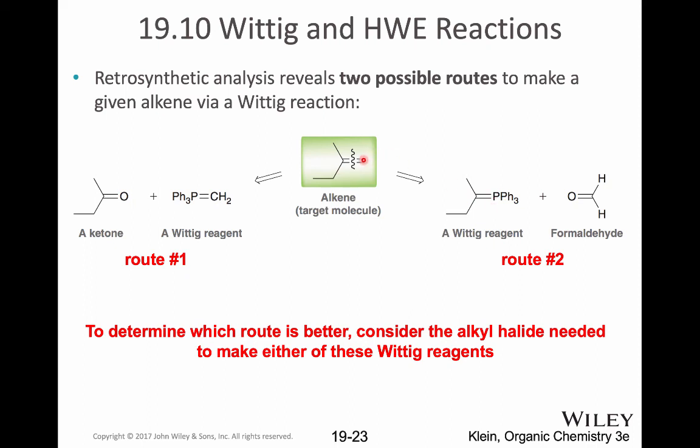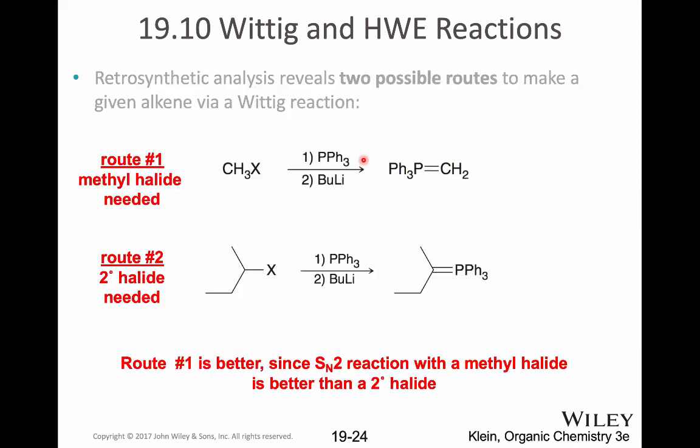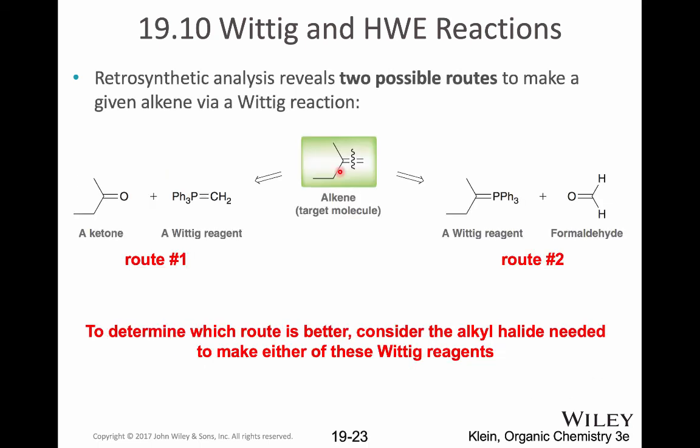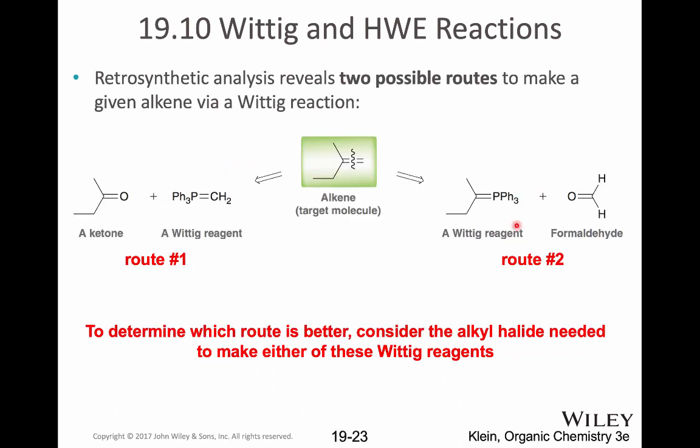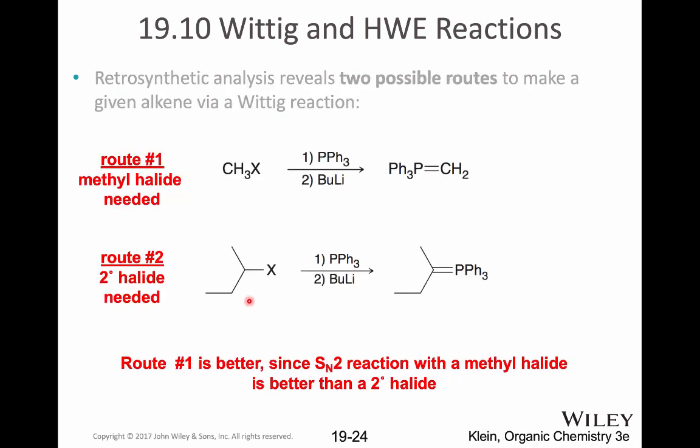To figure out which route you want to do, you have to think about which is going to be the best way to make the Wittig reagent. To make the Wittig reagent of route 1, you would take a methyl halide and react it with triphenylphosphine, followed by base. Or if I want to make the Wittig reagent in route 2, I would take this secondary halide and react it with triphenylphosphine, followed by base. Because route 1 uses a methyl halide in the SN2 reaction, route 1 is going to be better.